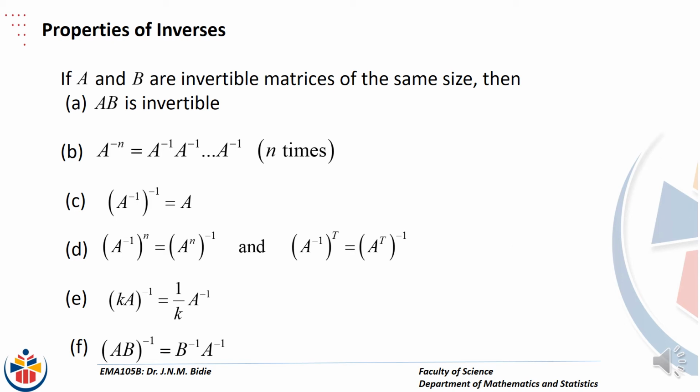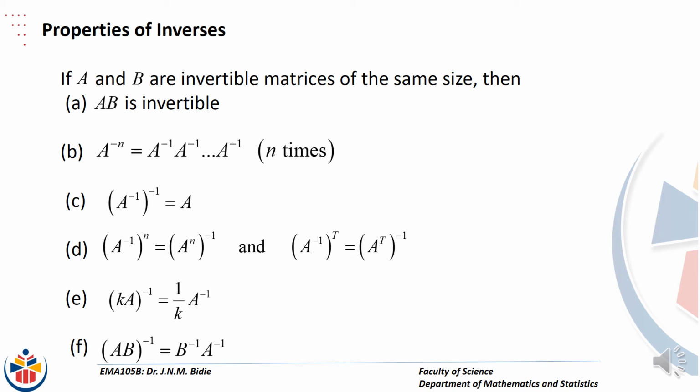So if it's A to the power negative 2, it will be A to the power negative 1 times A to the power negative 1. So that means it's inverse A times inverse A. You do the matrix multiplication properly. Also, see, it says the inverse of an inverse is equal to the original matrix.